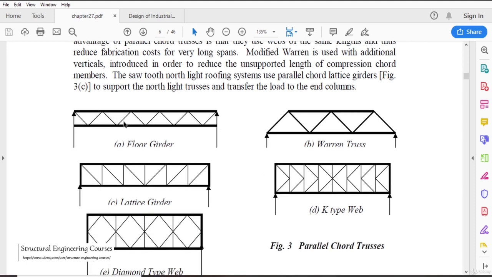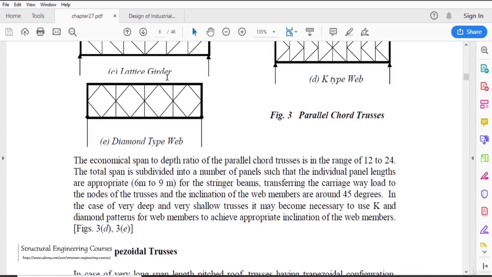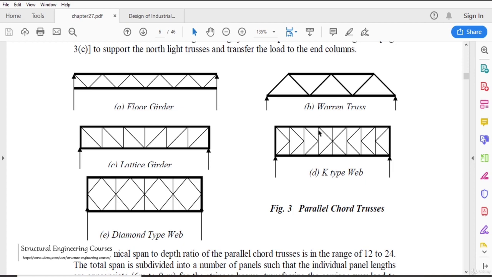So this is just a simple floor girder. It is also called a joist as per the American standards. It is called a simple variant truss, lattice girder, K-type web, and diamond type web. This I have never seen in my professional life. These four are the ones that I have seen the most.